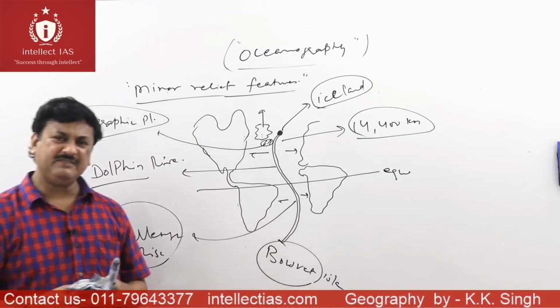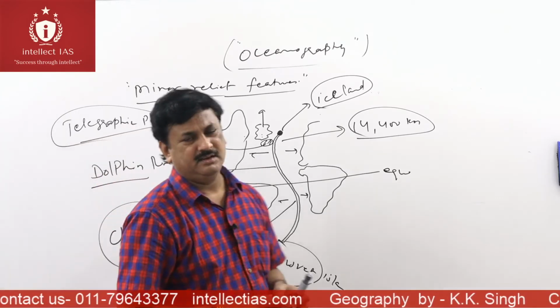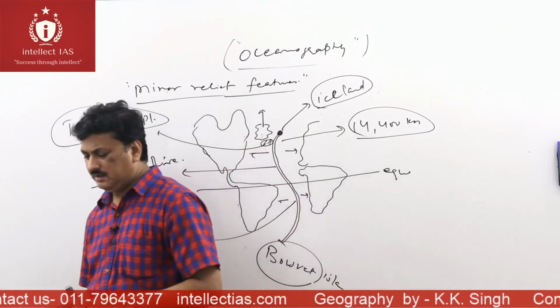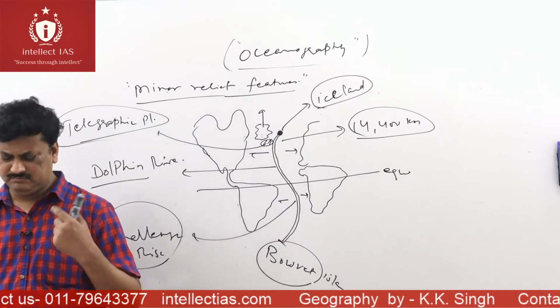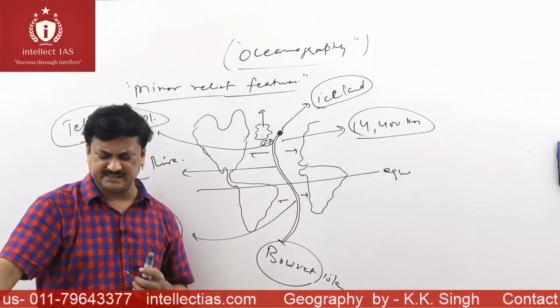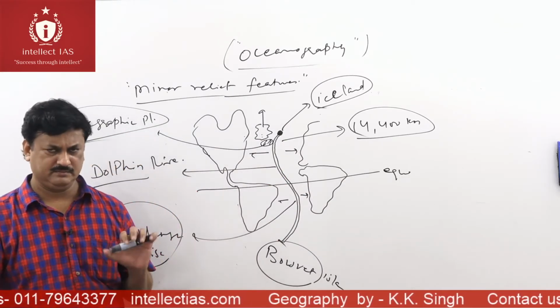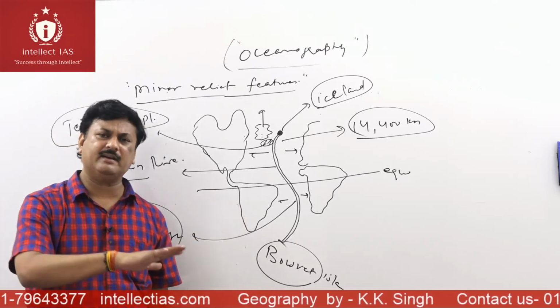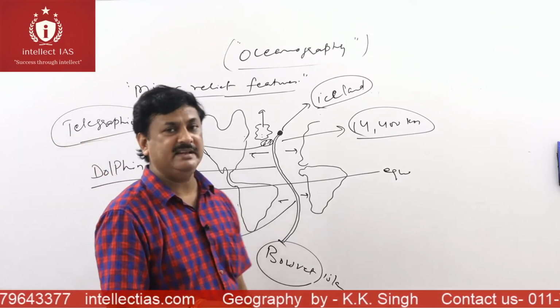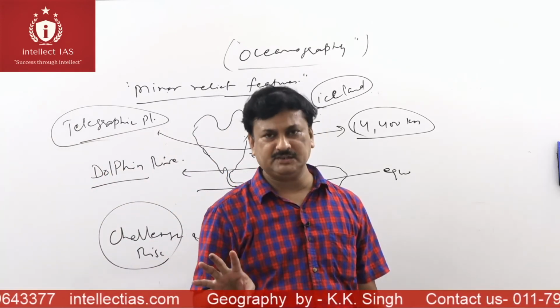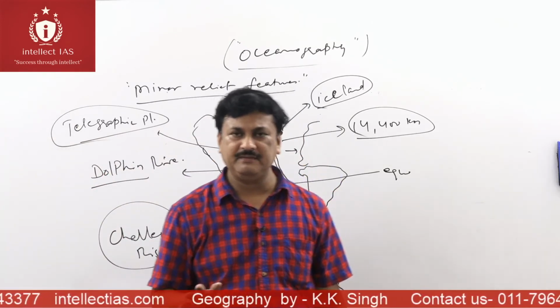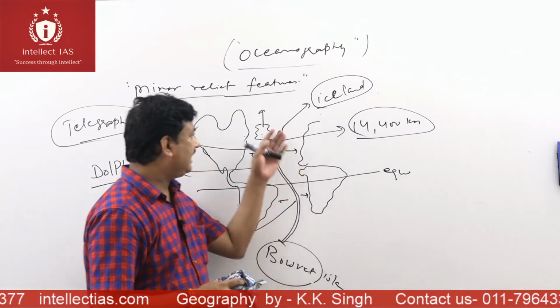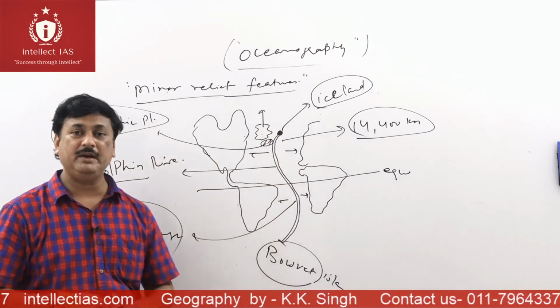Now, the Pacific Ocean does not have central or mid-oceanic ridges like the Atlantic or Indian Ocean, because the entire Pacific plate is a single plate. That's why it is devoid of ridges like the Mid-Atlantic Ridge.